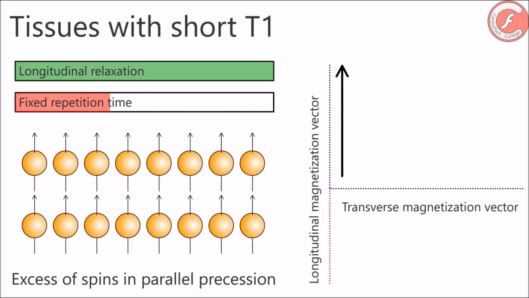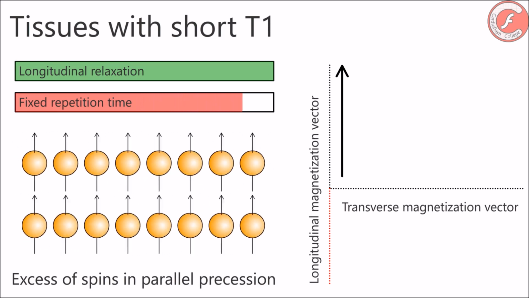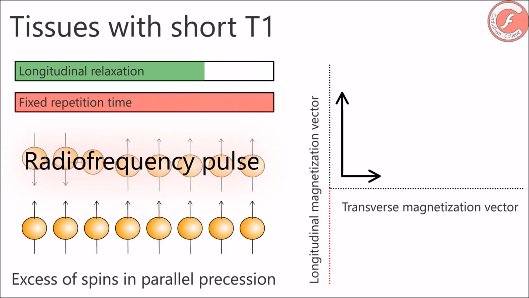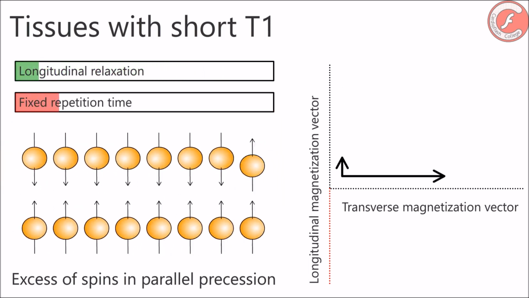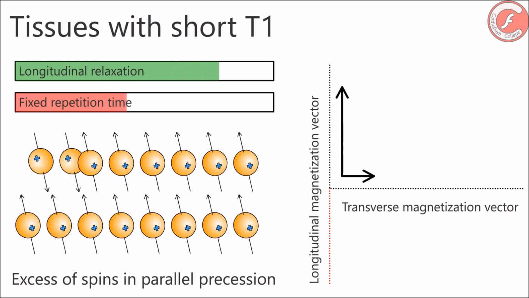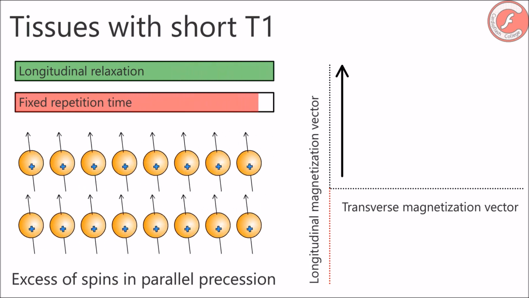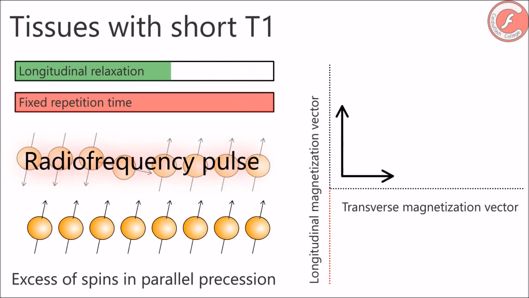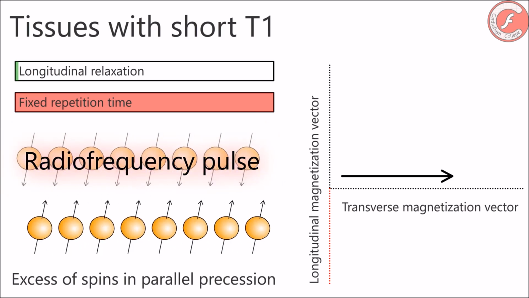This is a term used to define the time that elapses between two radio frequency pulses. Thus, with a fixed repetition time, tissues that have a T1 shorter than the repetition time will have more longitudinally relaxed spins. Therefore, there will be more spins available to resonate with the next radio frequency pulse, and the signal produced in this tissue will be hyperintense.